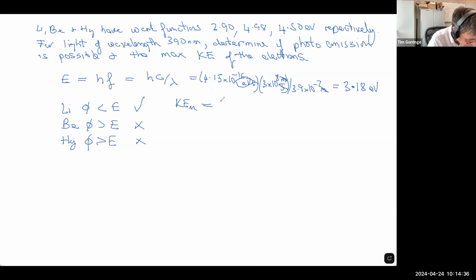So as an equation, that's the energy that's brought in by the photon, less the energy that's consumed to liberate the electrons. That's the work function. So this is going to be 3.18 electron volts minus the 2.90 electron volts. And what remains is just 0.28 electron volts. That's the maximum energy of the electrons liberated from the lithium. There are no electrons liberated from beryllium. There are no electrons liberated from mercury, so there are no maximum kinetic energies here. It's not relevant because the process can't occur.